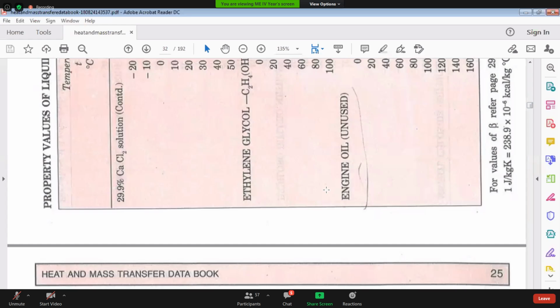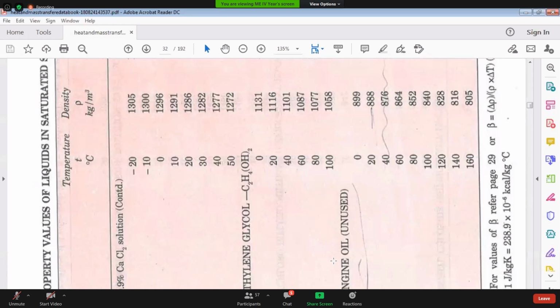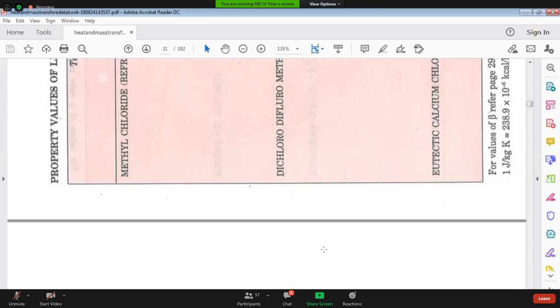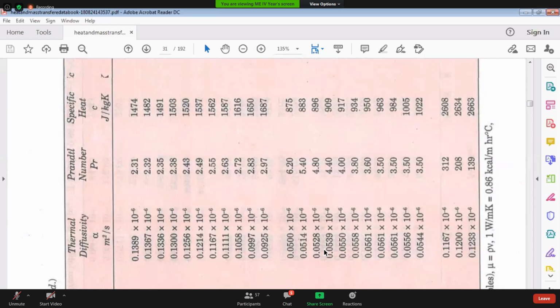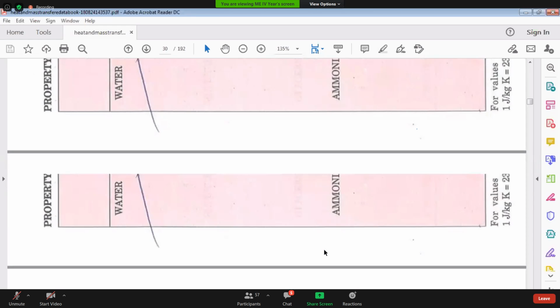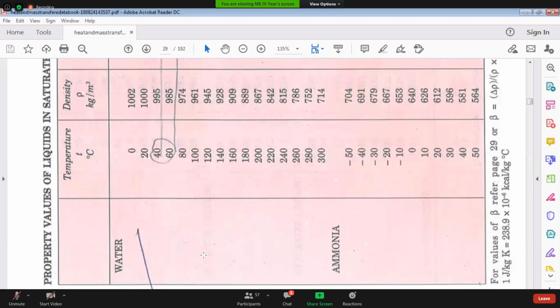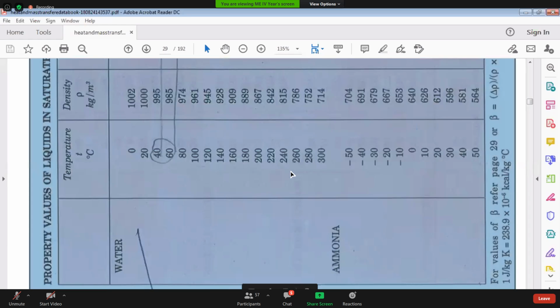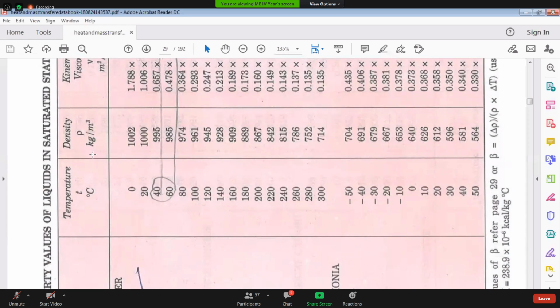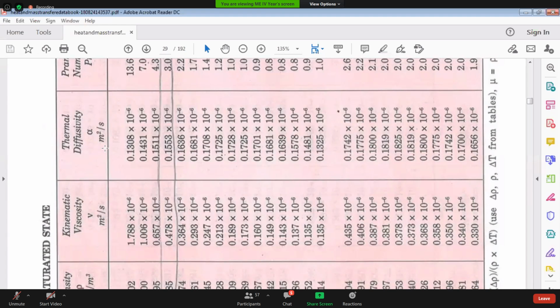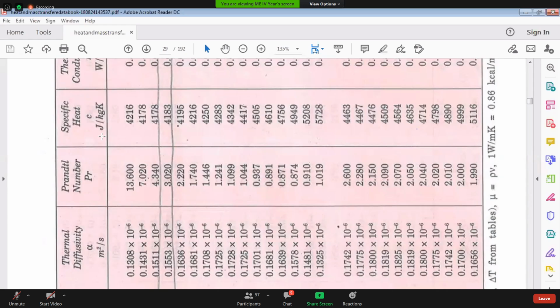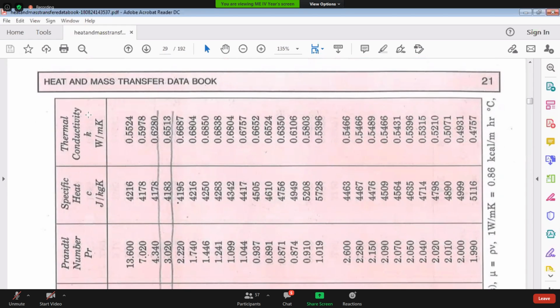Engine oil problem we will do in convection, right? Property values of liquid in saturated state. Dry air properties will also be there. The water: what is the density of water at 0 degrees centigrade? Like that, at 20 degrees centigrade, 160 degrees centigrade, what is the density? What is the viscosity, kinematic viscosity? What is the thermal diffusivity? What is Prandtl number? What is specific heat? What is thermal conductivity? Everything is for fluid here. It's not solid. Water means it is a fluid. See, these are the values of thermal conductivity.